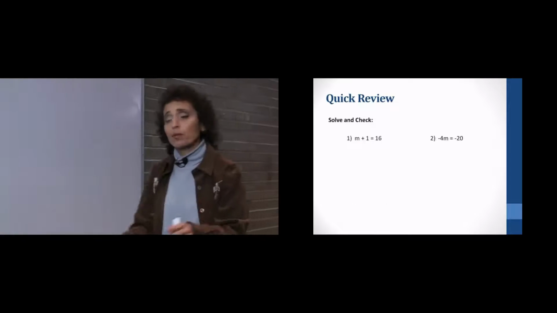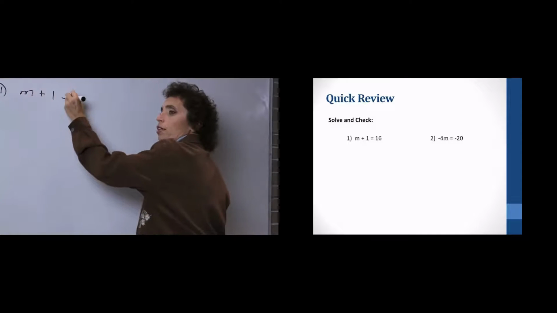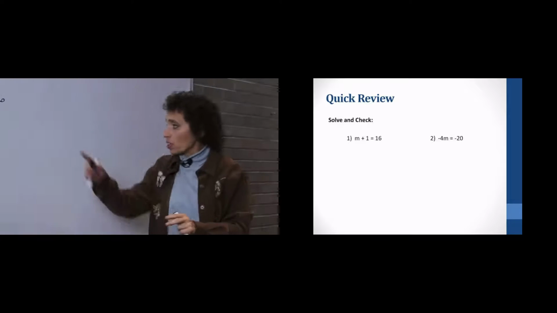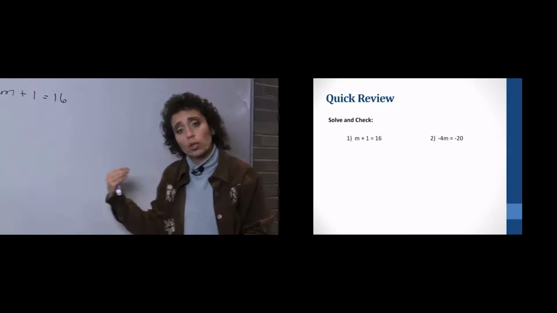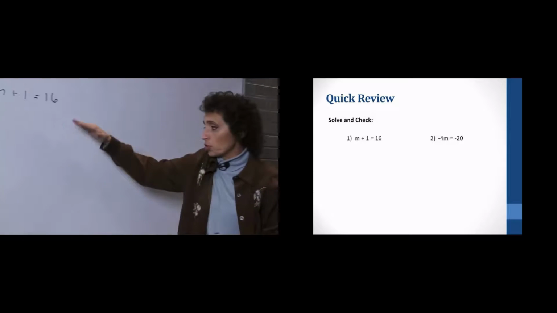Okay, let's just review something before we continue. All right, let's look at this. M plus 1 equals 16. Remember, it's a linear equation. We want all the variables to one side, all the numbers to the other. So what we have here is all the variables are already on the left. We're going to get all the numbers to the right.